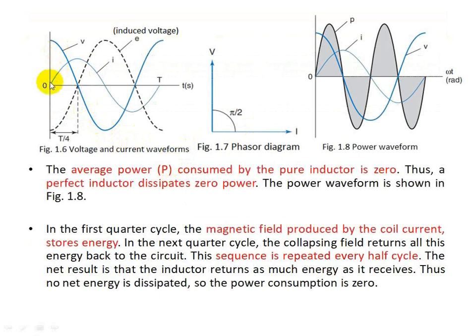Here the current cycle starts from omega t equal to 0 and ends at 180 degree, and the negative cycle continues and ends at 360 degree.